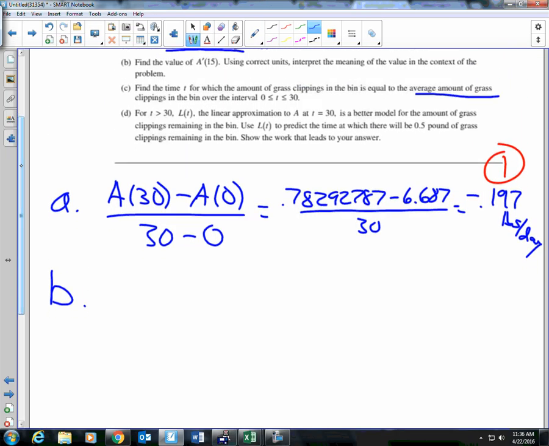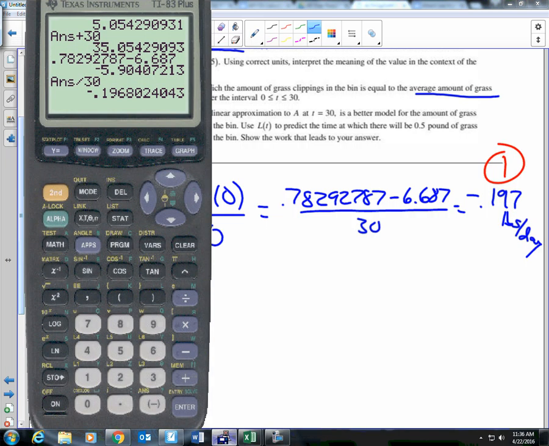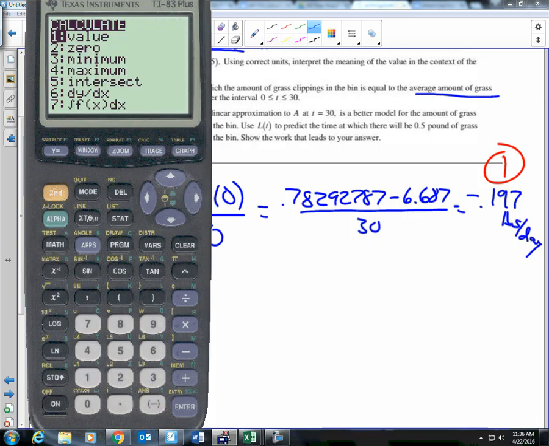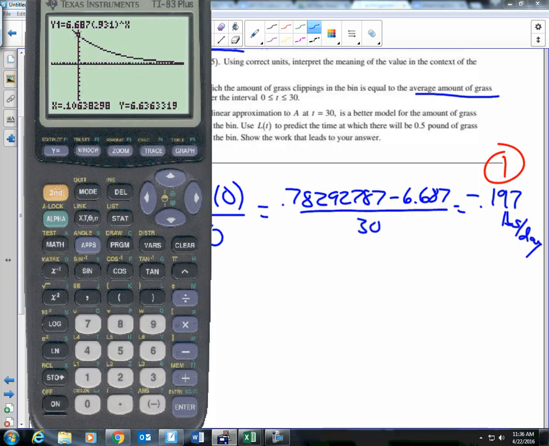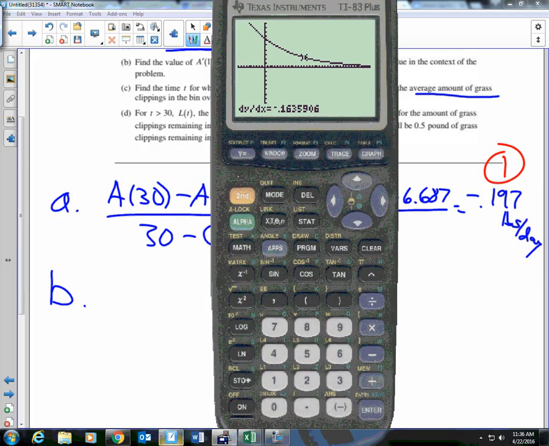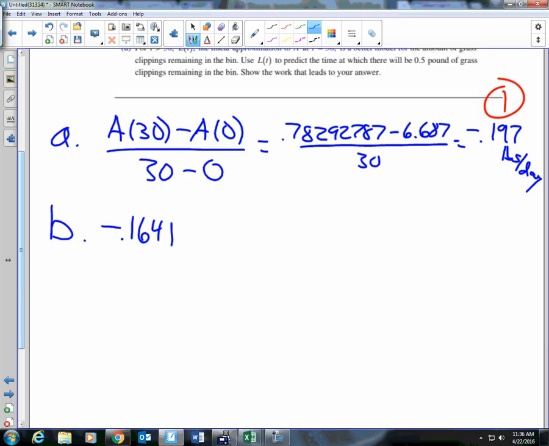B says find the value of A prime of 6. What does A prime of t mean? The derivative. Well, that's easy. How do I do that in my calculator? At t equals 15, what's my value? That's it. Negative 0.164. Negative 0.164 what? Pounds per day. Not squared, because this is not the derivative of the derivative. This is simply a rate. It's the derivative of the amount, which will give us a rate.